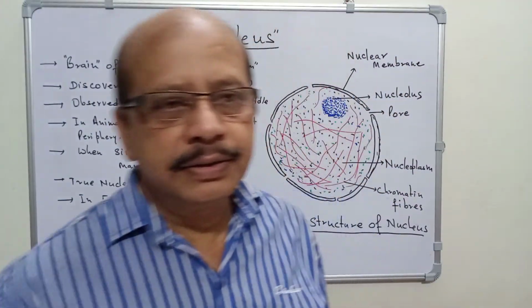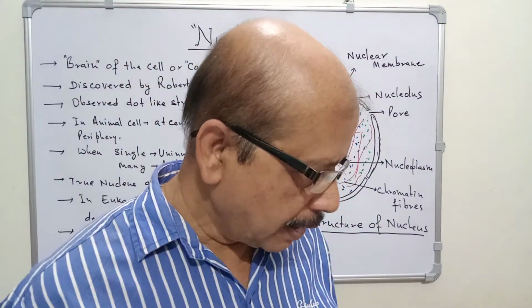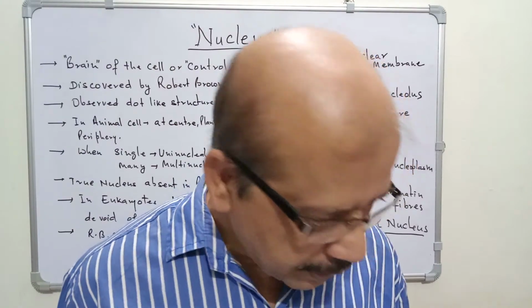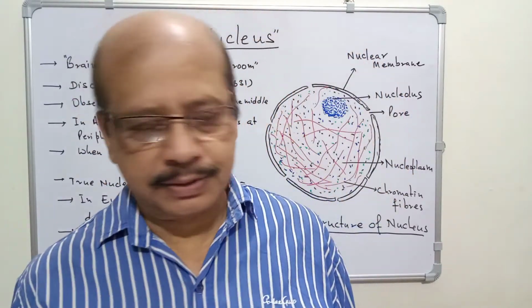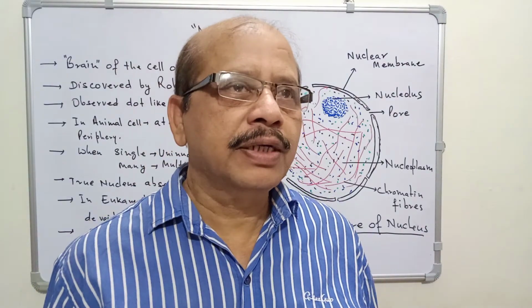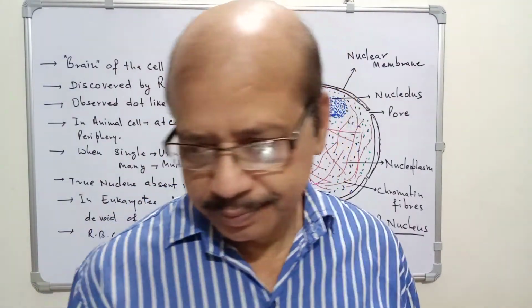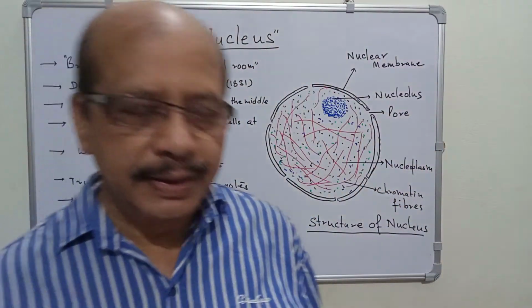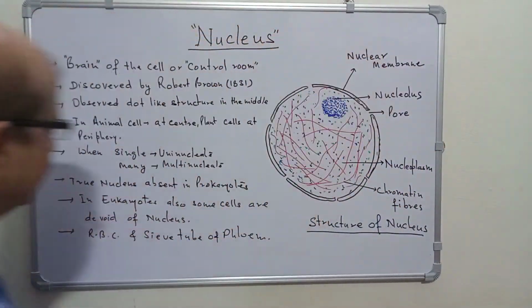In general, cells have a single nucleus and are known as uninucleate. But in some cases, like in some fungi, the number of nuclei is too many. So such cells are known as multinucleate cells. Right?